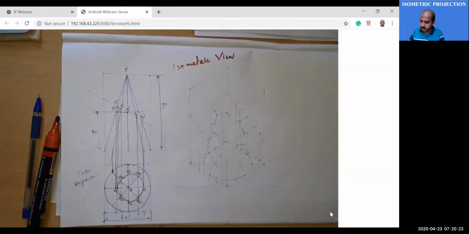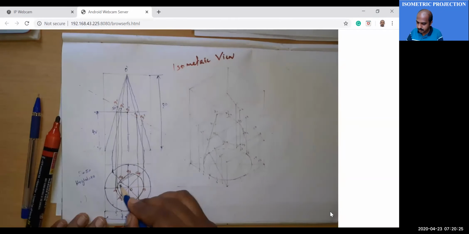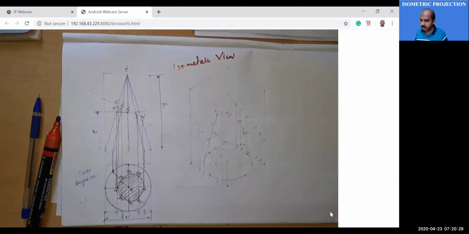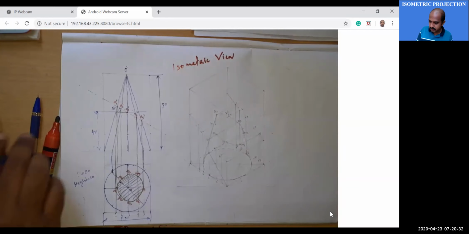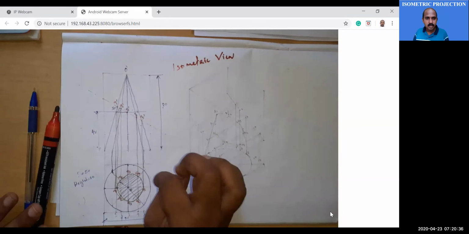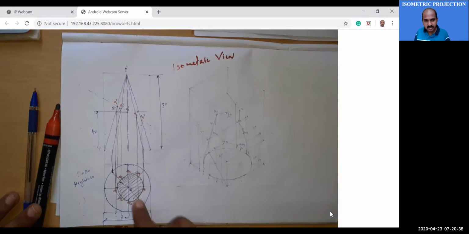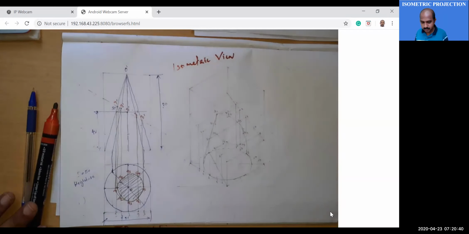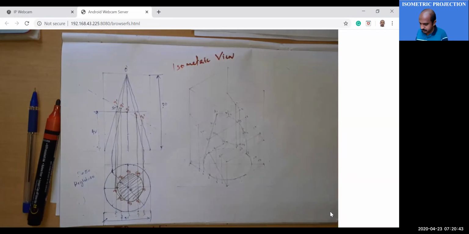Okay, so this is your section plane, a copy of the section. Now what is the procedure? We complete the front view and top view, and you mark the section plane. Then you find the sectional top view. Now we are going to the isometric view. What do you do? You enclose.